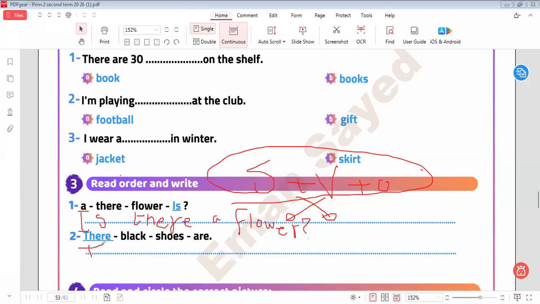There are, and I would like to say that when we talk about colors, the color in the sentence is treated as an adjective. Okay, I would like you to know this. There are blue shoes. So the color here is treated as an adjective. There are blue shoes.